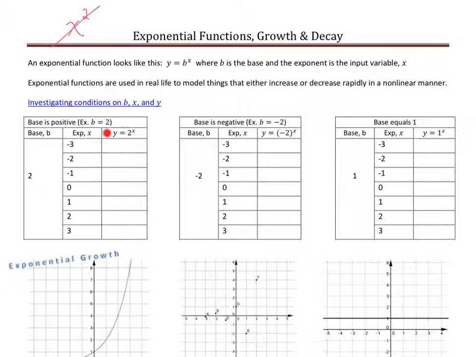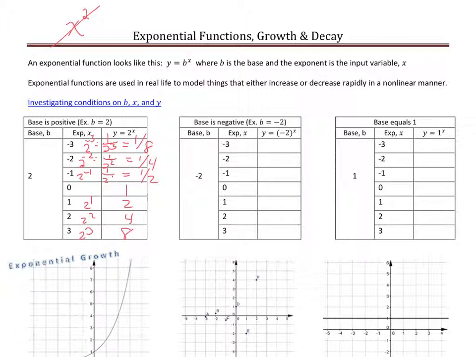And of course, we're going to look at the base being 2, and then I'm going to substitute in these values for that independent variable, and see what we get. All right, so we have 2 as the base, and 2 to the negative 3 is the same thing as 1 over 2 cubed, which is 1/8. Likewise, 2 to the negative 2, we've got 1 over 2 squared is 1/4, and 2 to the negative 1 is 1 over 2 to the 1, which is 1/2. And of course, anything with an exponent of 0 is going to be 1. And we have 2 to the 1 is 2, 2 squared is 4, and 2 cubed is 8.